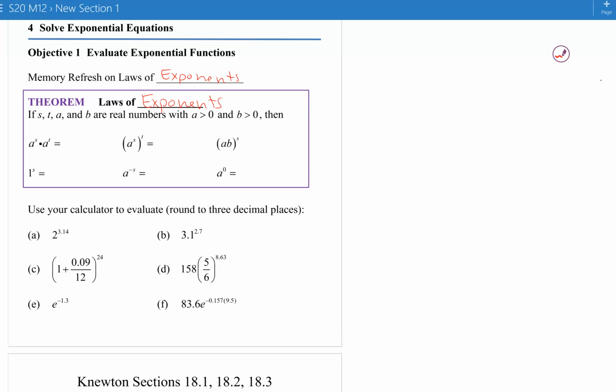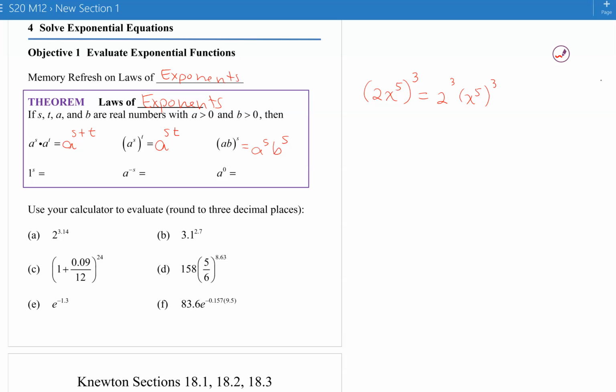If I have a to the power of s times a to the power of t, this is when I add the exponents. If I have a to the s to the t, that's called powers to powers. That's when I multiply the exponents. Then I have the product to powers, so that's a to the s times b to the s. And just a reminder that if you have something like 2x to the 5th cubed, the 2 has to be cubed and the x to the 5th has to be cubed. That's what this property is referring to.